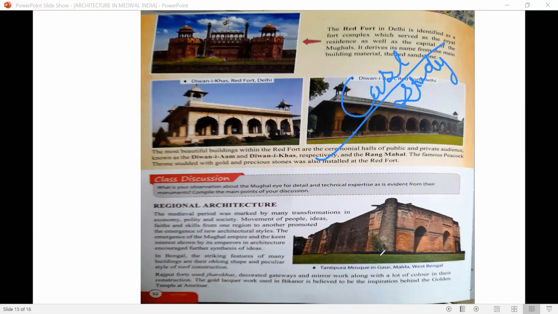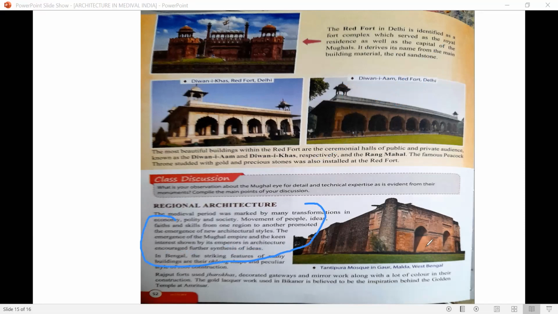And then we have the Mughal Empire, and the keen interest shown by the emperors in architecture, encouragement for the synthesis of ideas. Now this whole paragraph is actually telling us about the movement, or we can say the medieval period, that transformed itself in three things: economy, polity, and society. So movement of people shifted ideas, beliefs, faiths, and skills to one region and promoted new architectural styles, as I told you in one example.